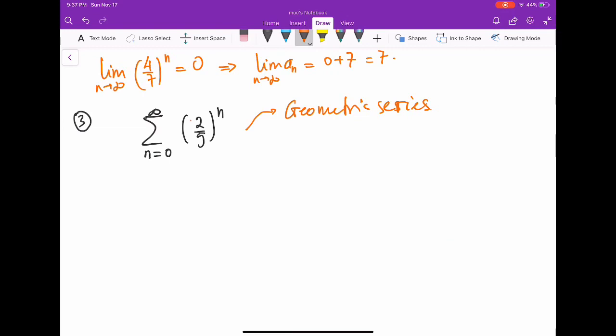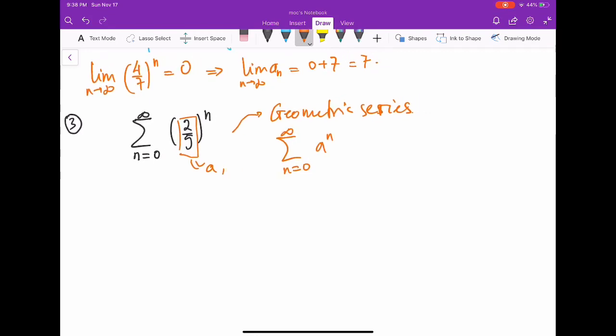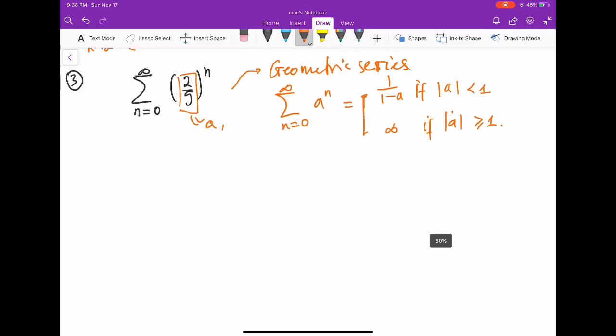If the number a in here is what is raised to the n, so I write it in this form, sum from n equals 0 to infinity of a to the n, it equals 1 over 1 minus a if the absolute value of a is less than 1, so in this case a is bigger than 0 and less than 1. And this is equal to infinity if the absolute value of a is greater than or equal to 1. That is the theory. That's what we know, right?